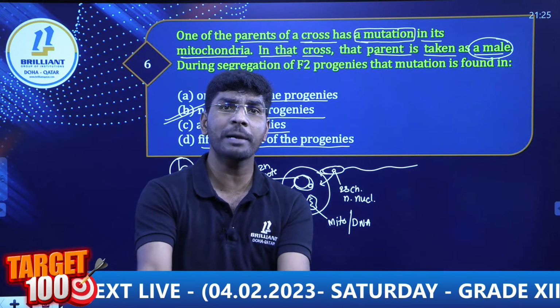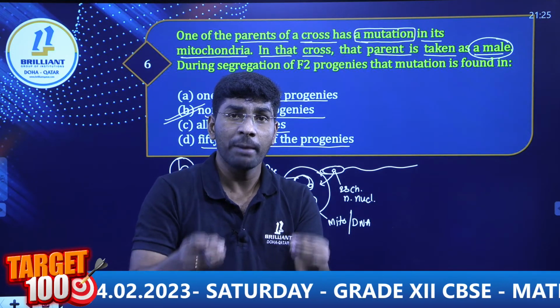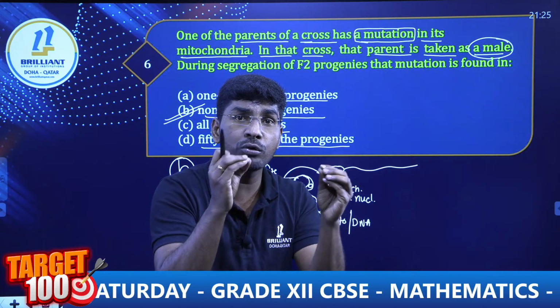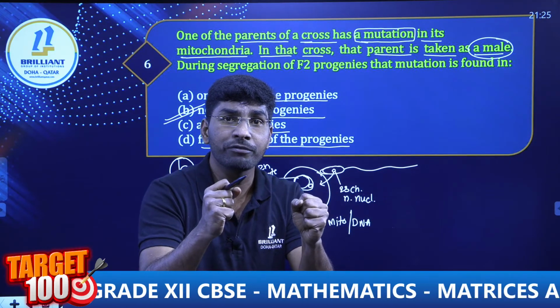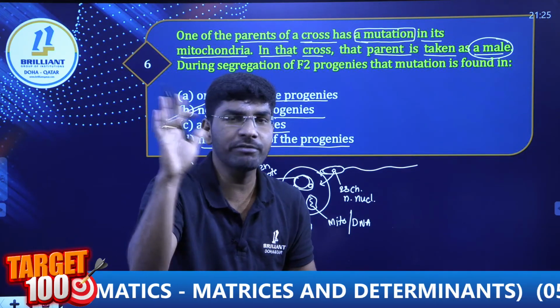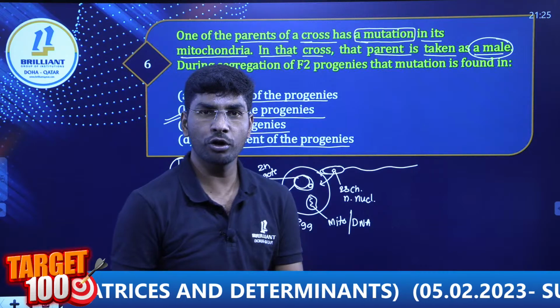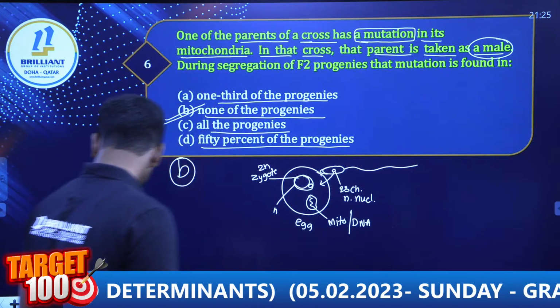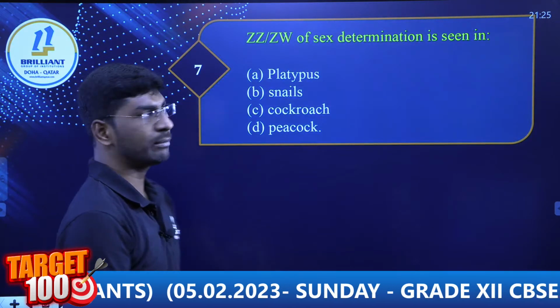DNA of mitochondria is not participating. You must know this. Mitochondria in sperms are only used to give energy for the sperm to move towards the egg. When fertilization time comes, it will not participate in the fertilization. So none of the progeny inherit it. Next question, question number 7.